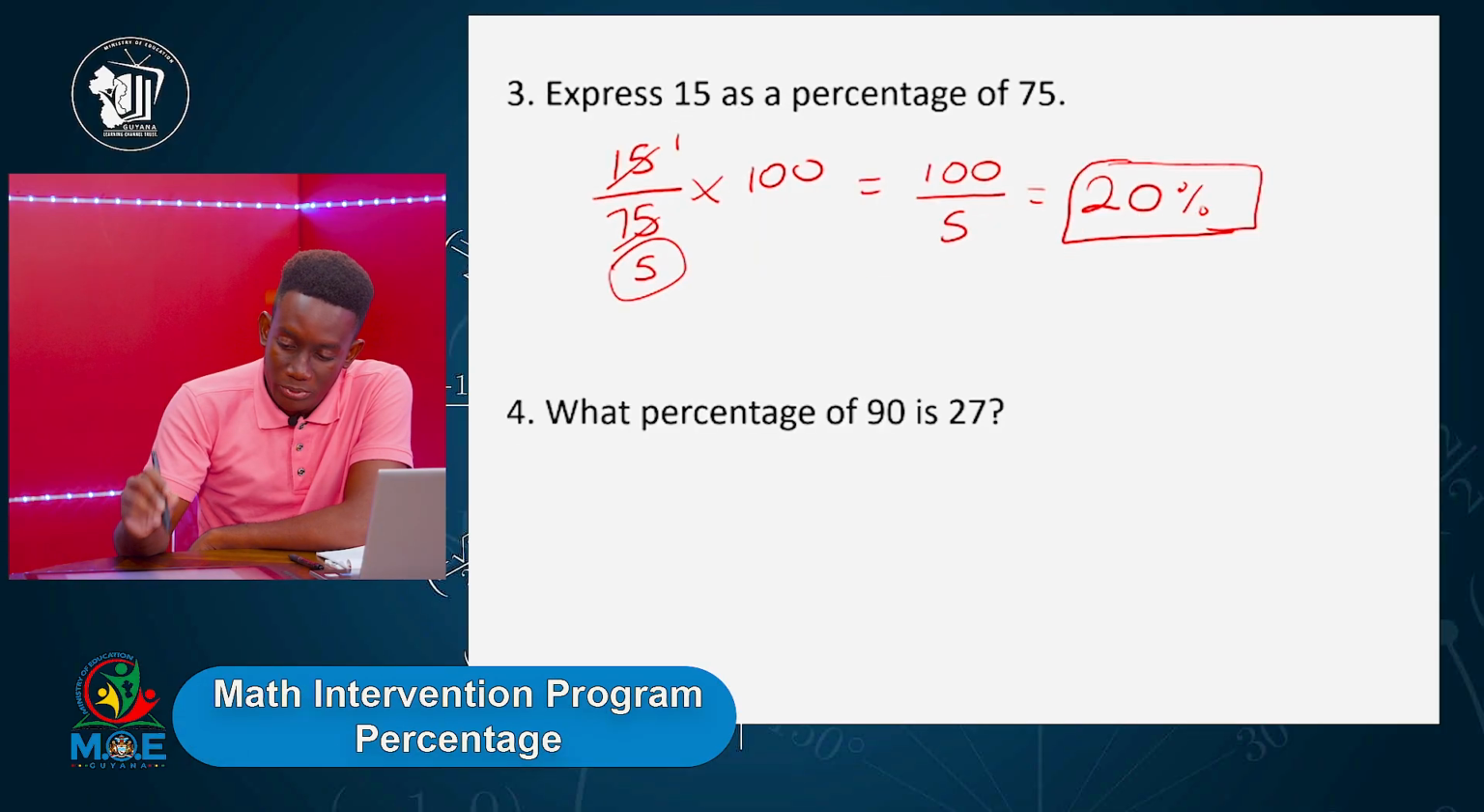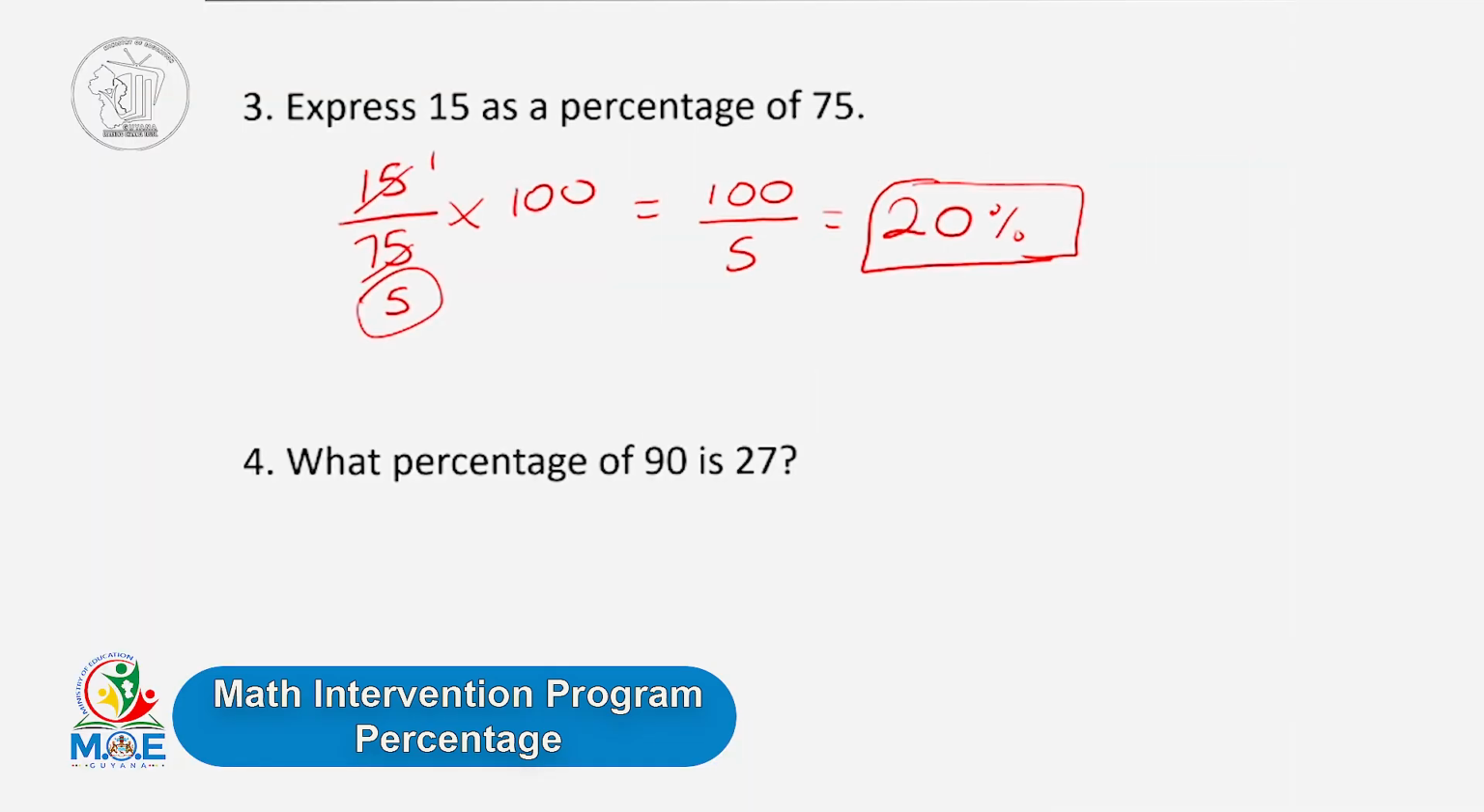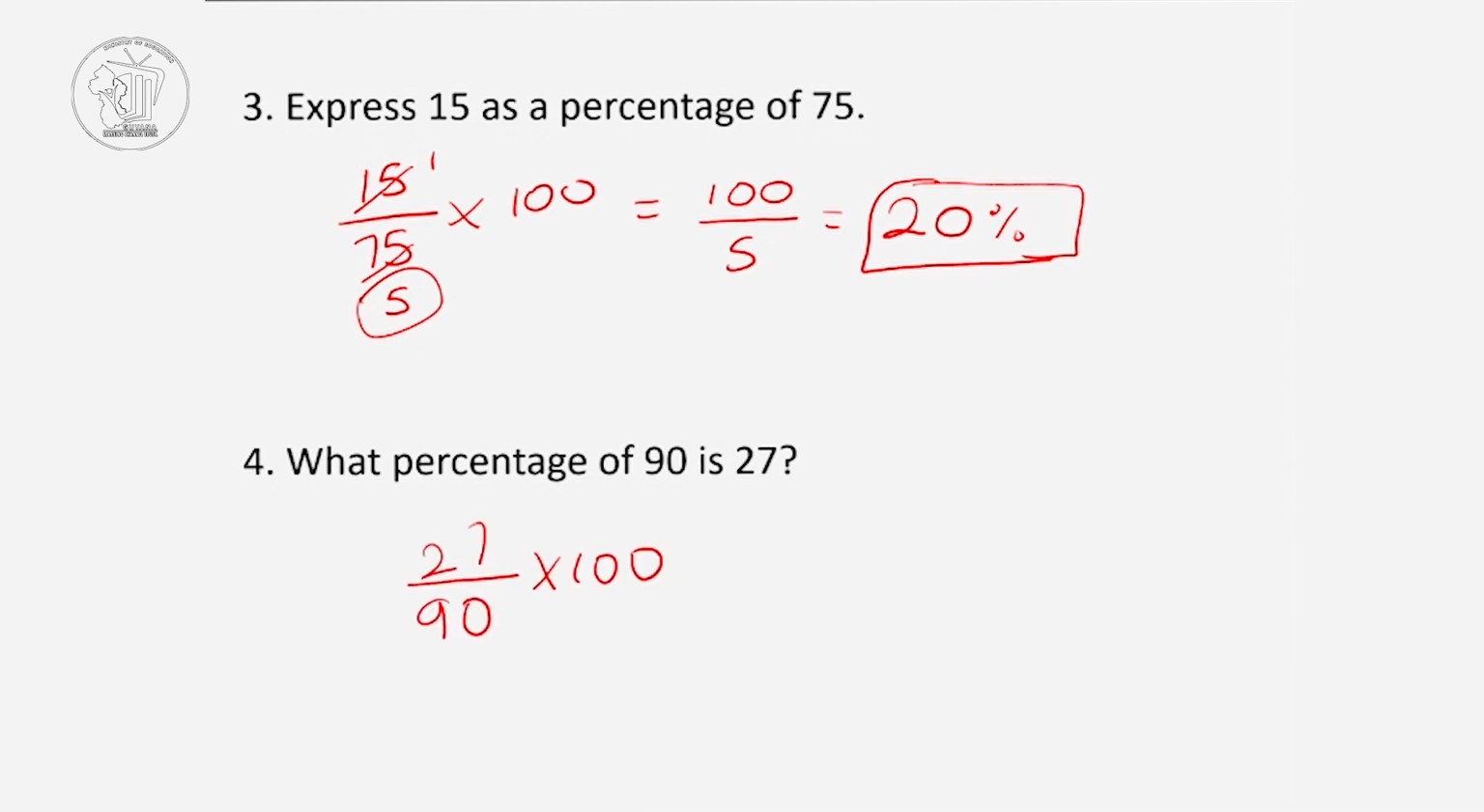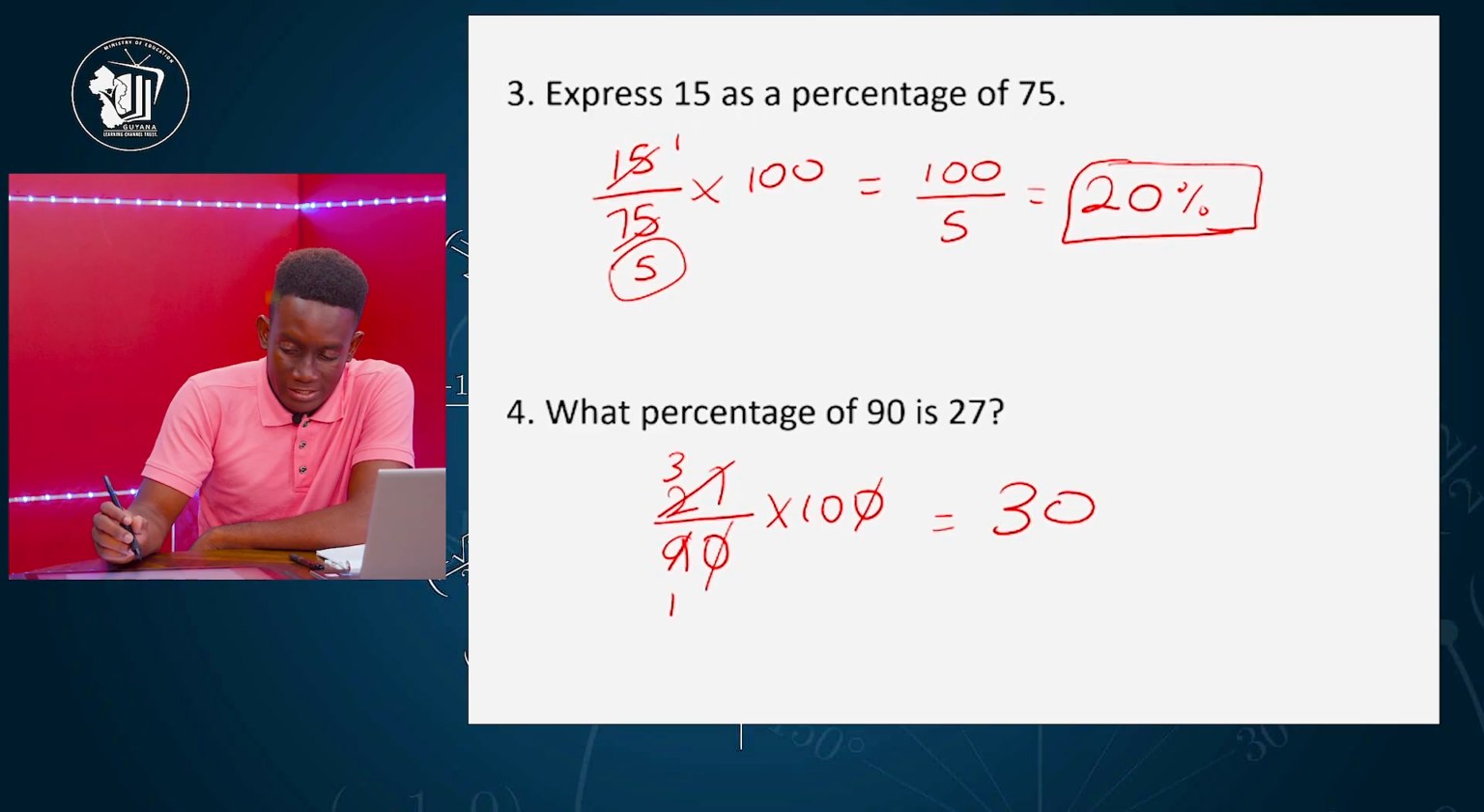Next one. What percentage of 90 is 27? So this is a question that you would commonly find in paper 1 in your CXC exam. So this would simply be, what percentage of 90 is 27? So 27 over 90. So this 0 cancels out with that 0. 9 ones 9. 9 into 27 would be 3. So 3 times 10 would be 30. So 27 is 30% of 90.